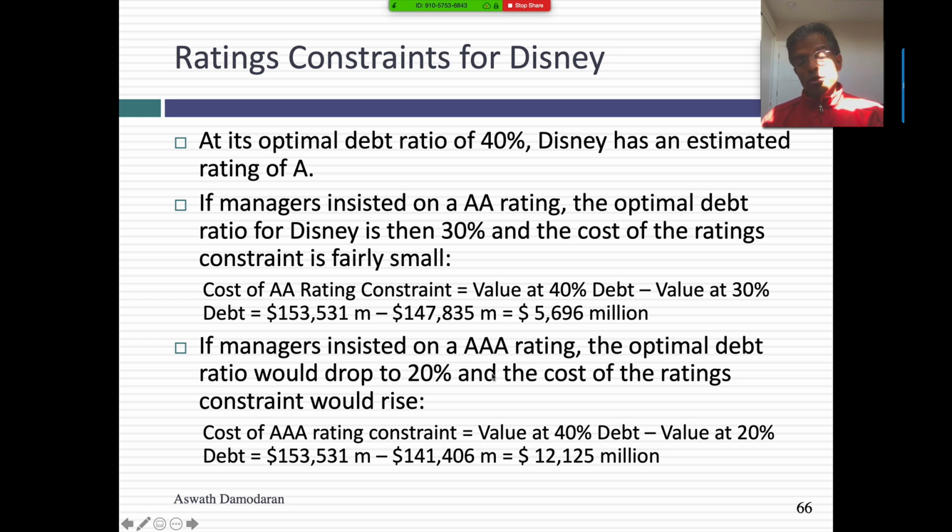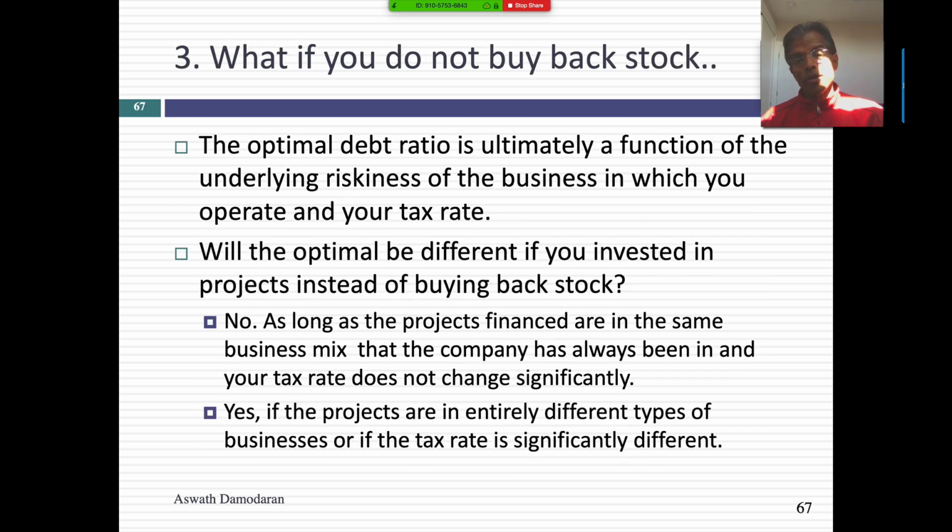If Disney had imposed a AAA rating, the value that they'd have had at a AAA rating, because the most they could have borrowed would be only 20%, would have been $141.4 billion. You subtract that from the 153.5, which is the unconstrained value. The cost of a AAA rating constraint is $12.12 billion. Sometimes imposing an unrealistically high ratings constraint means you're leaving money on the table, and it's not your money, it's your shareholders' money. And you have to explain to them why the value of having a AAA rating is such that you're willing to give up $12 billion to get that rating.